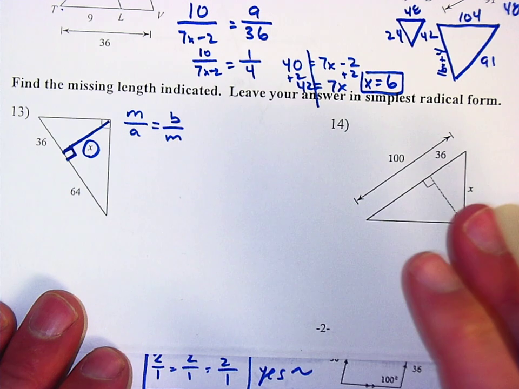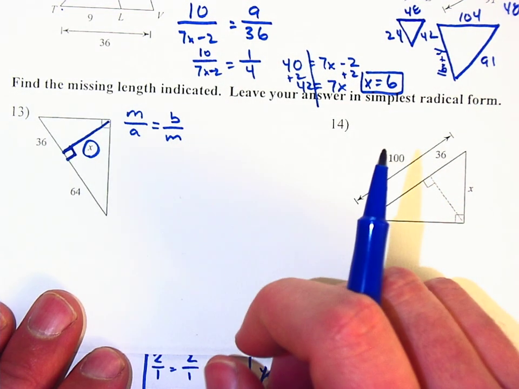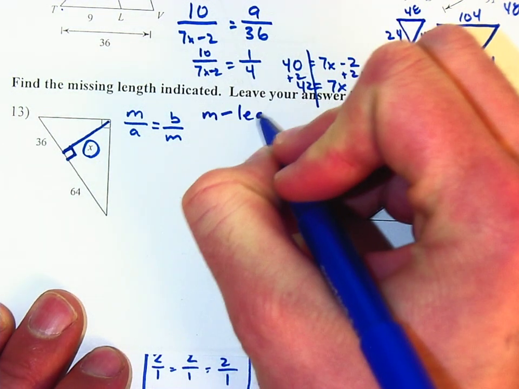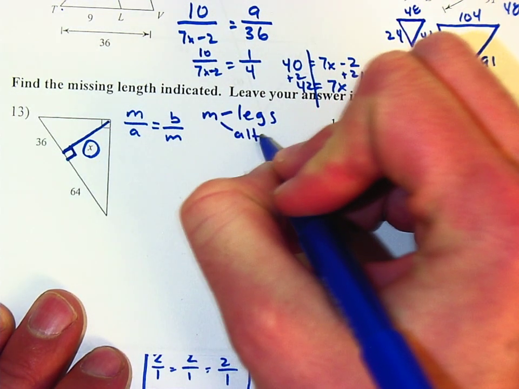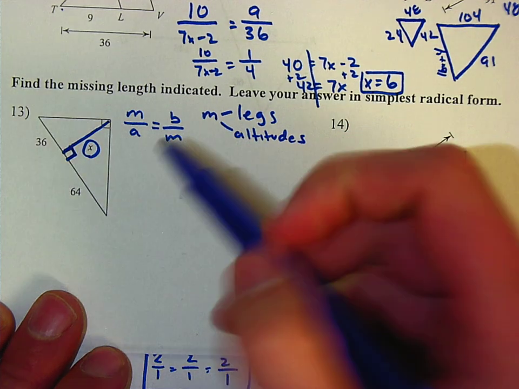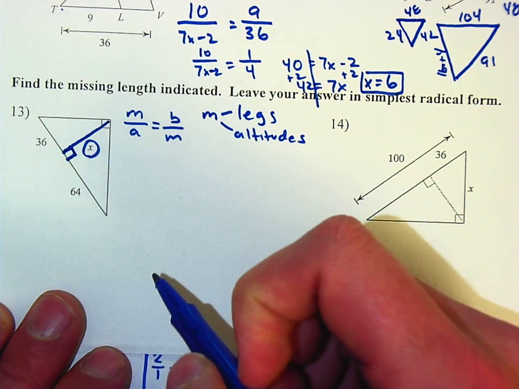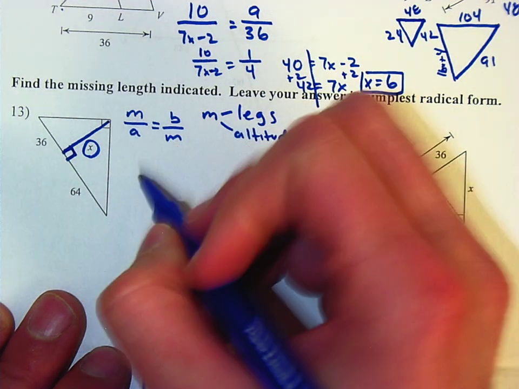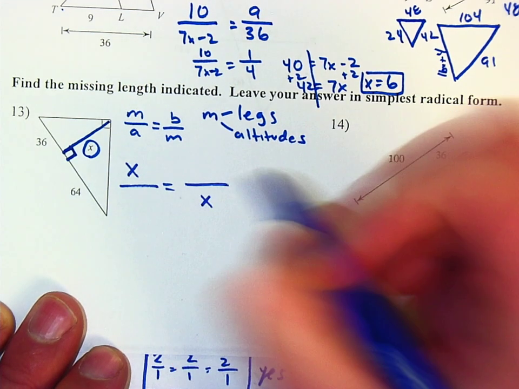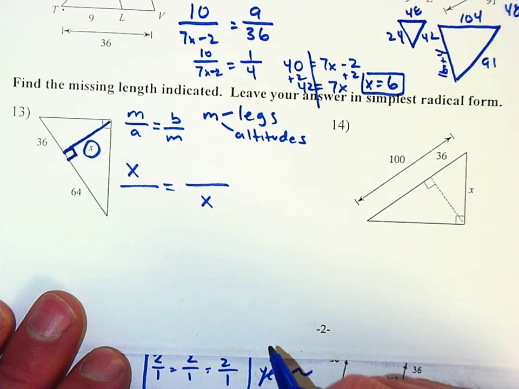Now, the tricky part about this is just figuring out what to plug in where. Well, we know that means are either legs or altitudes, right? And here we have an altitude, so I know that that is a mean. So that goes in the place of m. So we have x over something equals something over x.